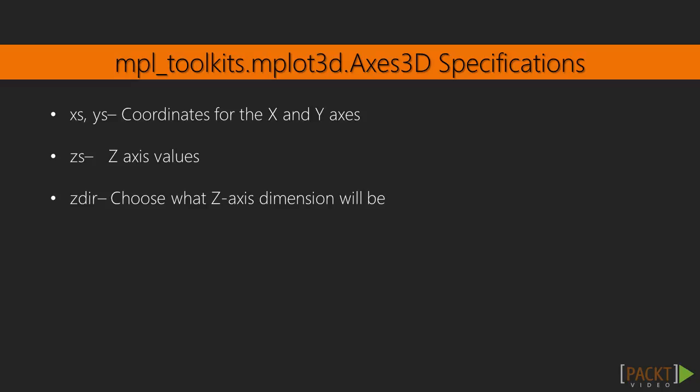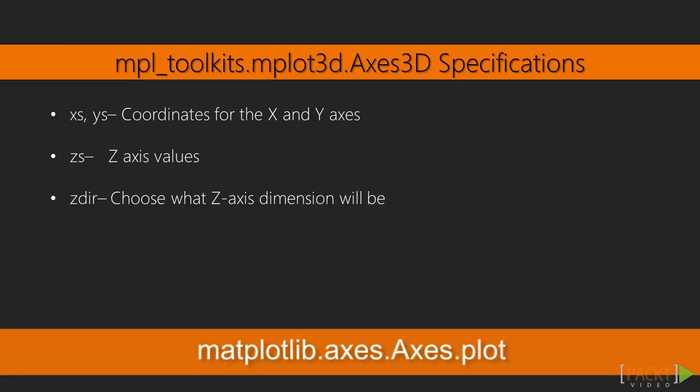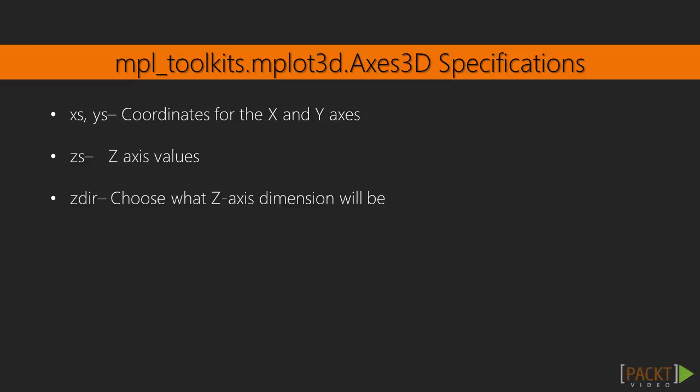For example, the mpl_toolkits.mplot3d.axes3d plot function specifies the xs, ys, zs and zdir arguments. All others are transferred directly to matplotlib.axes.Axes.plot. Let's understand these specific arguments. xs, ys: these are the coordinates for the X and Y axis. zs: this is the value for the Z axis. There can be one value for all the points or one for each point.